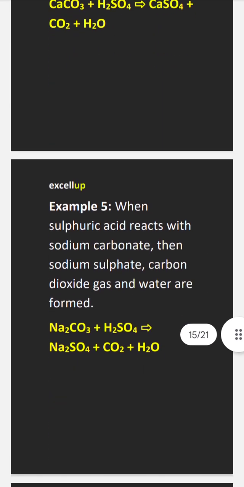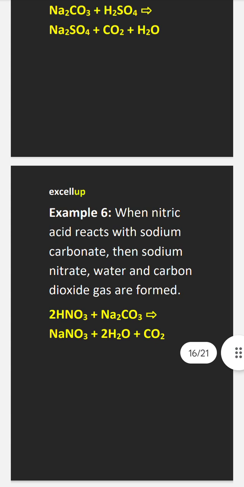Next example is the reaction between sulfuric acid and sodium carbonate. So it will be a sodium salt. When sulfuric acid reacts with sodium carbonate, then sodium sulfate, carbon dioxide gas and water are formed. The equation is Na2CO3 plus H2SO4 is equal to Na2SO4 plus CO2 plus H2O.